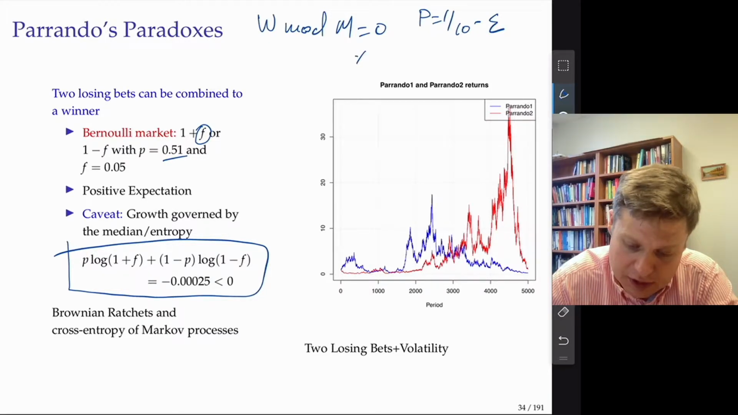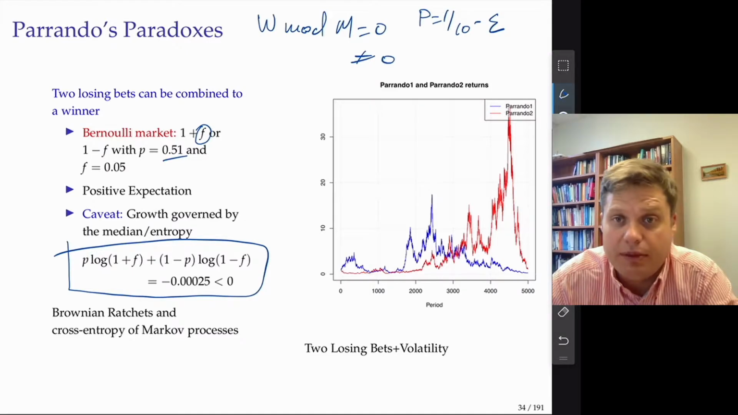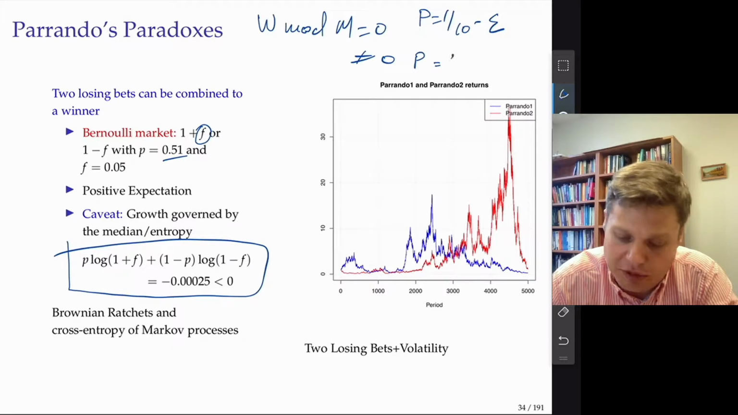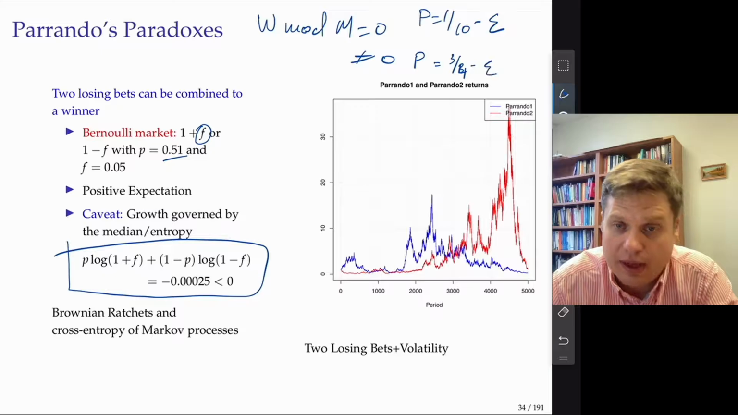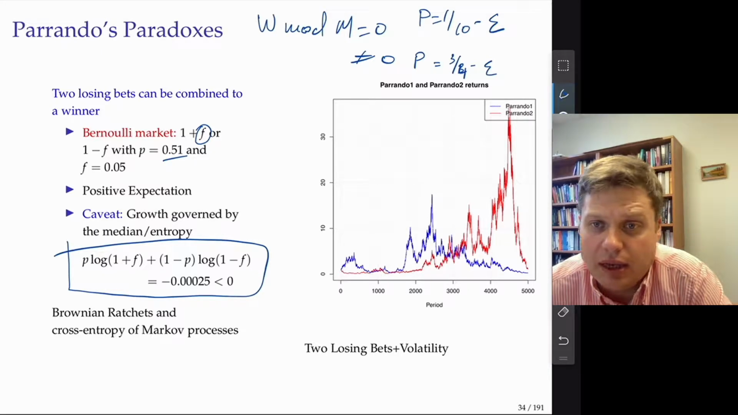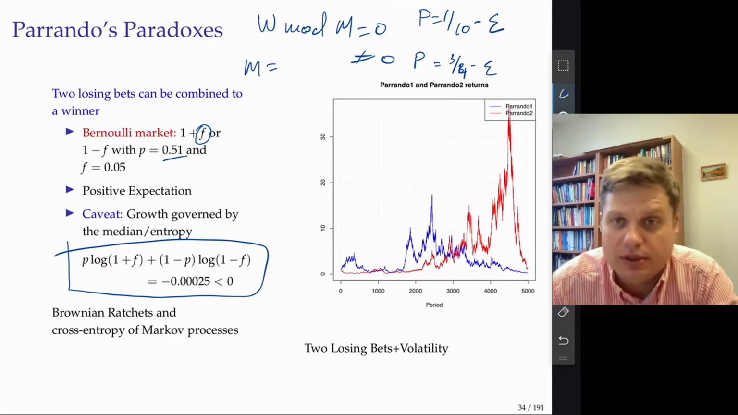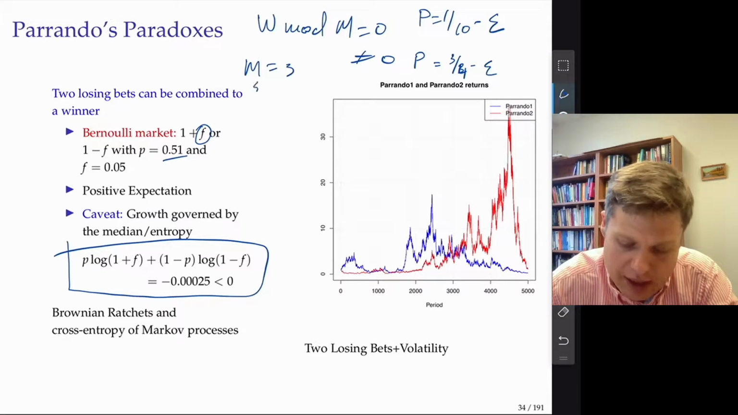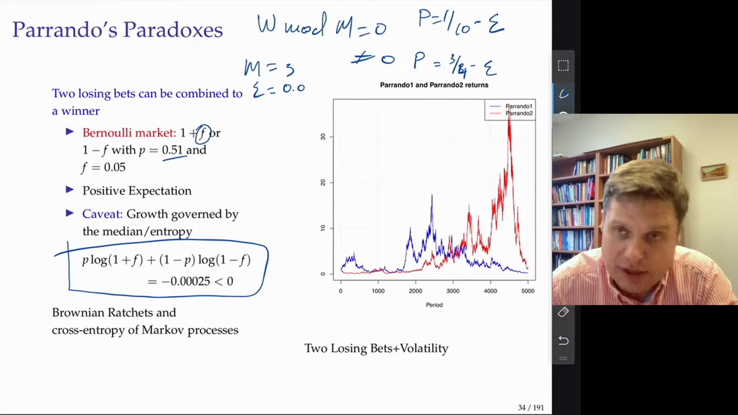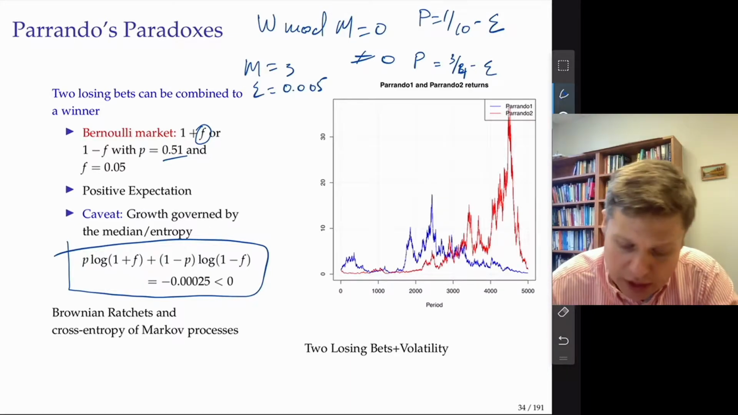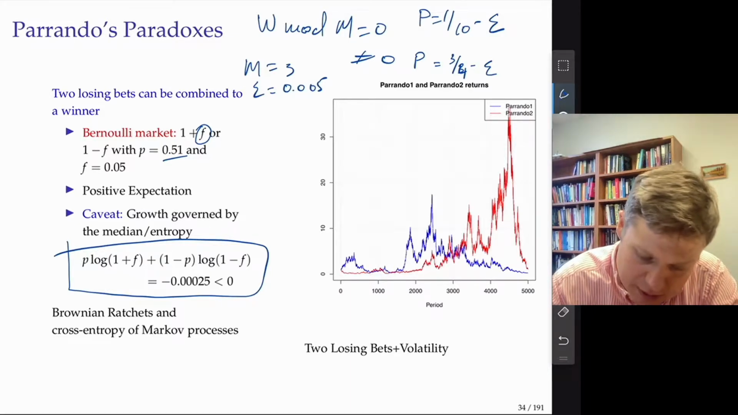And if not, if it's not equal to 0, then you play a Bernoulli game with probability of winning equal to 3/4 minus epsilon. And you can show actually that when m equals 3 and epsilon equals 0.005, then game B is almost surely a losing strategy. So this game is losing.